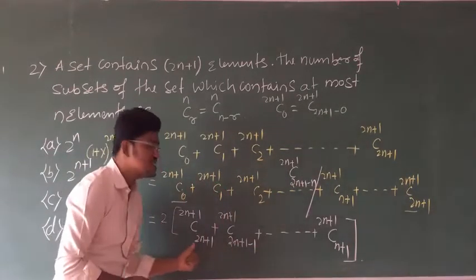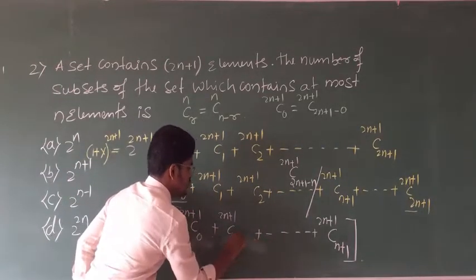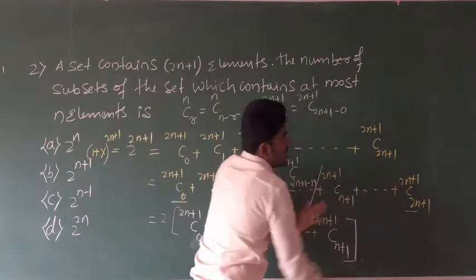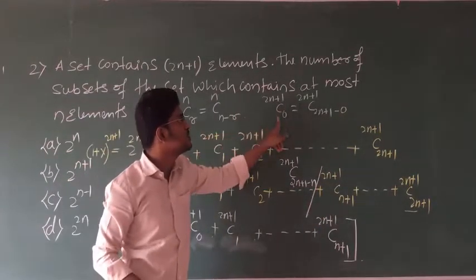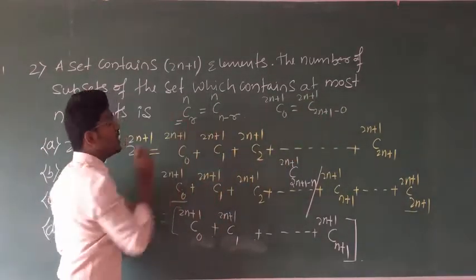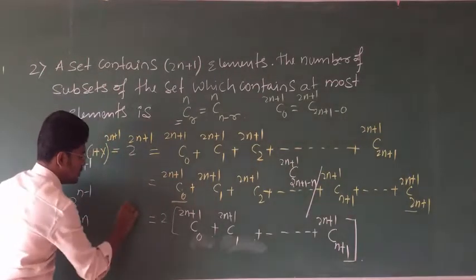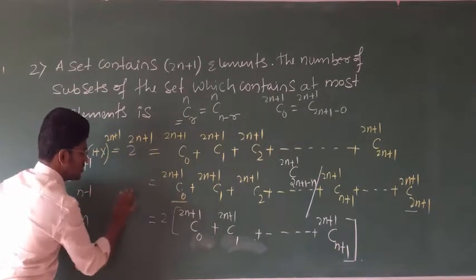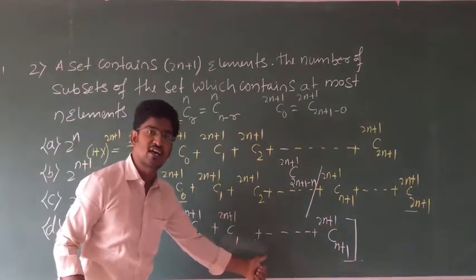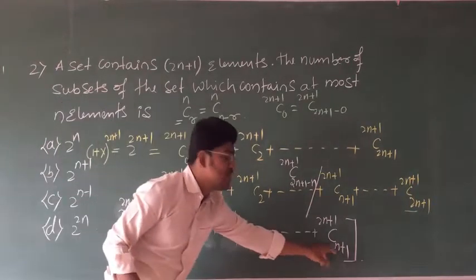So I can replace these terms as 0 and 1. No problem, because these half terms are the same as these particular terms. See here, I have already simplified: 2n plus 1 C0 is equal to 2n plus 1 C (2n plus 1 minus 0) using this formula. No problem. Clear? So now you got 2 to the power of 2n plus 1 is equal to 2 times these particular terms. This is nothing but what? The number of subsets which contain at most how many elements? n elements.